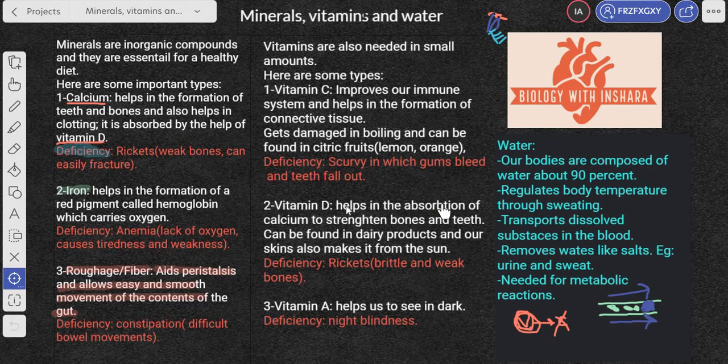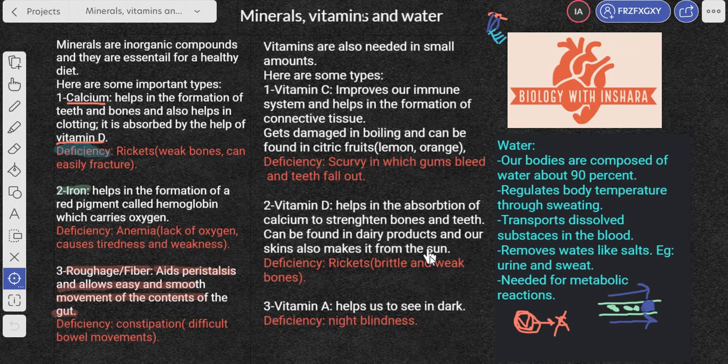Vitamin D is something similar to calcium. It helps in the absorption of calcium to strengthen bones and teeth. Can be found in dairy products, same as calcium. And our skin, there's one other quite remarkable thing. Our skin makes vitamin D when exposed to the sun. So spend plenty of time in the sun if you want an adequate amount of vitamin D to be made.